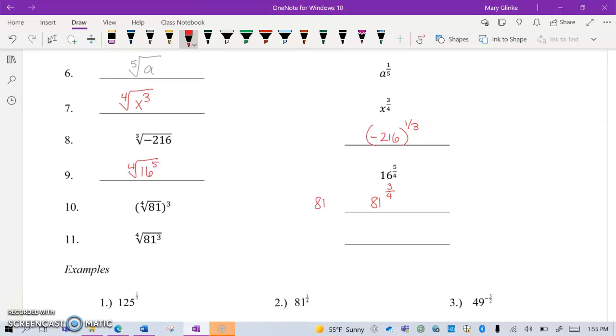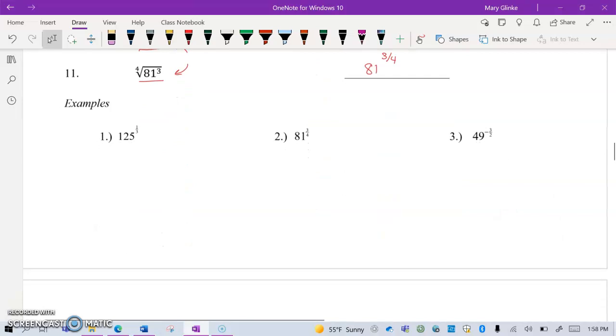If you wrote it as 81 to the 1/4 cubed, that would eventually get you to the same spot. Now for 11, you end up with 81 to the 3/4 power as well. Since both of these are equivalent to each other, sometimes it might be nice to write it in one form or the other to simplify or work with, depending on what the problem is asking us to do. Now that we can go back and forth between radical form and exponential form, we can use that to help us solve problems. So let's look at examples 1, 2, and 3 here.